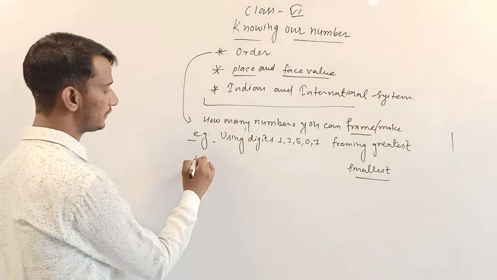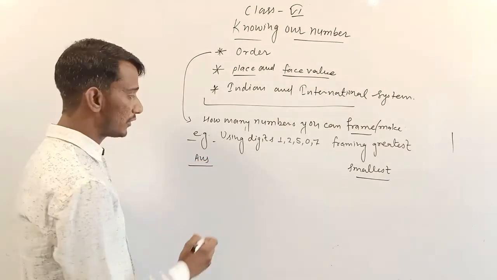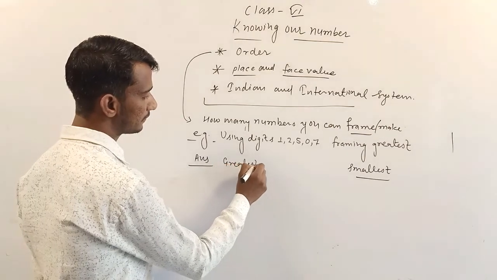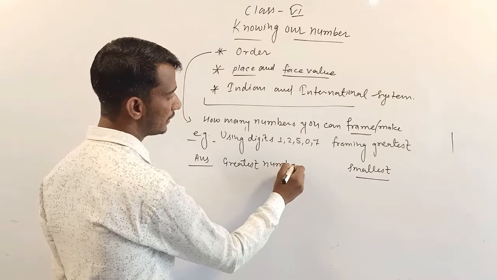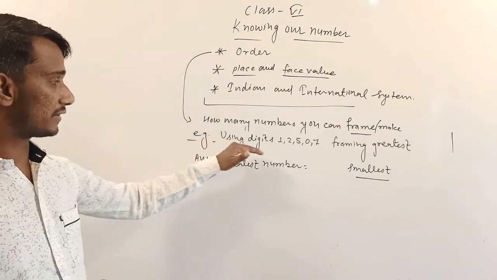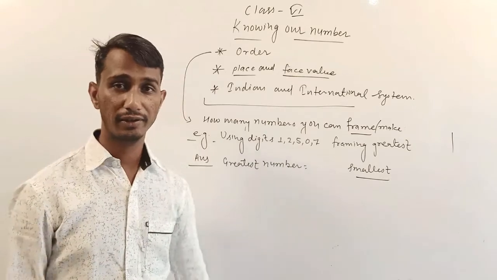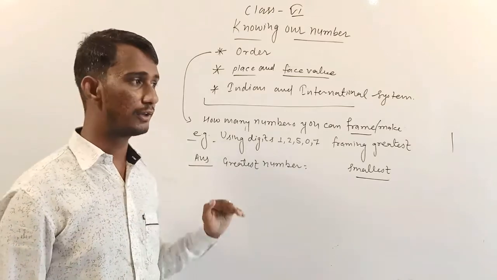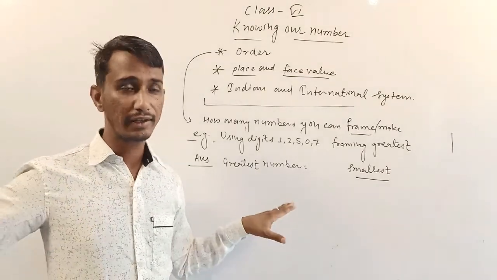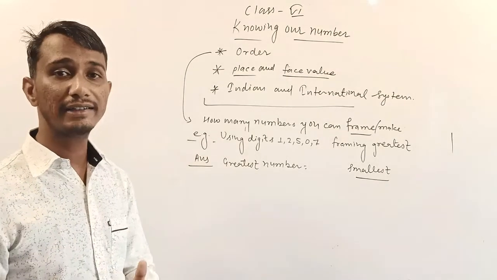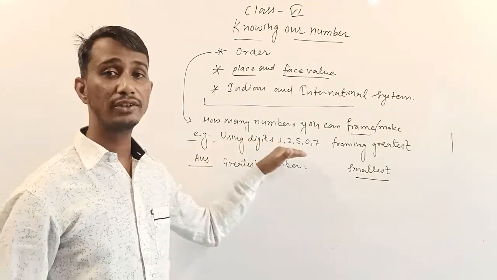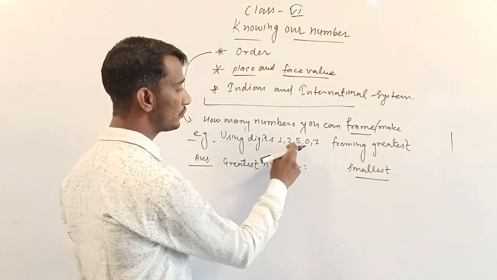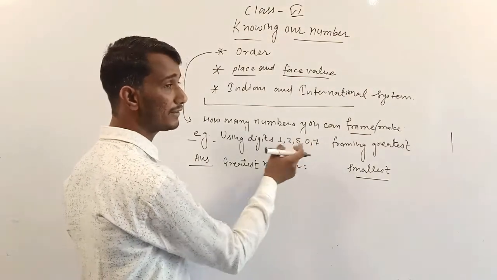So how to write the solution? First, we are making the greatest number here. So greatest number using the digits 1, 2, 5, 0, 7 only once. So dear student, there is one important thing. If you are making the greatest number, first you write the greatest digit that is given in the question. Check which is the greatest digit here in 12507.